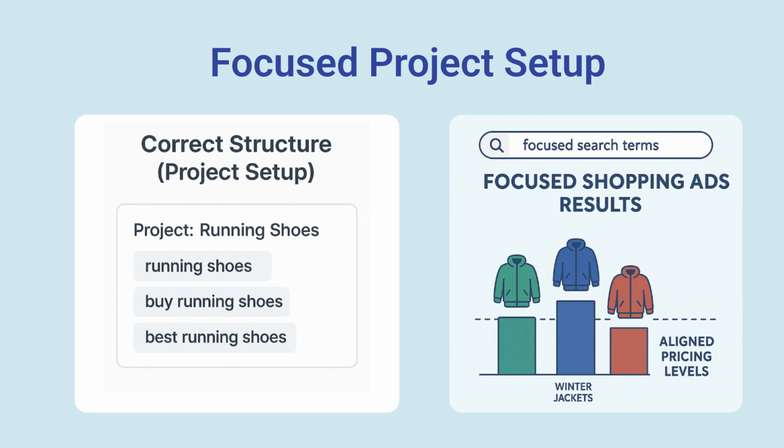Use only related keywords within a project. Inside each project, add search terms that tend to trigger similar shopping ads results. For instance, running shoes, buy running shoes, best running shoes. These queries all display very similar shopping results and product sets, which means they belong in the same project. If a keyword starts consistently pulling in different types of products, it's a good candidate for a separate project.